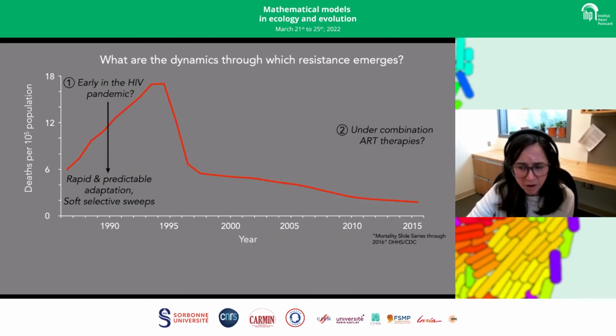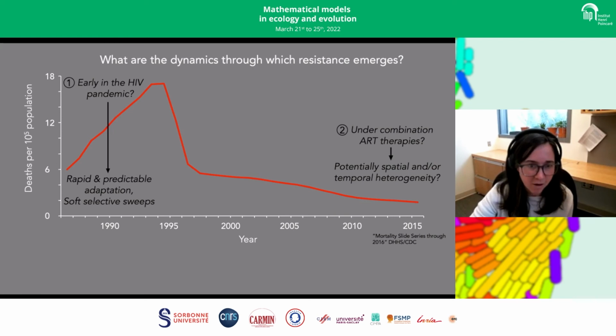So I want to sort of wrap up because I'm out of time, which is just that under combination therapies, we think that potentially spatial or temporal heterogeneity could be a way in which resistance is able to emerge, but this is very much a work in progress where we're still trying to figure this out. We've explored some of these simple therapies for which we know a lot about the dose response curves and the concentration windows, but we have a lot still to learn here.